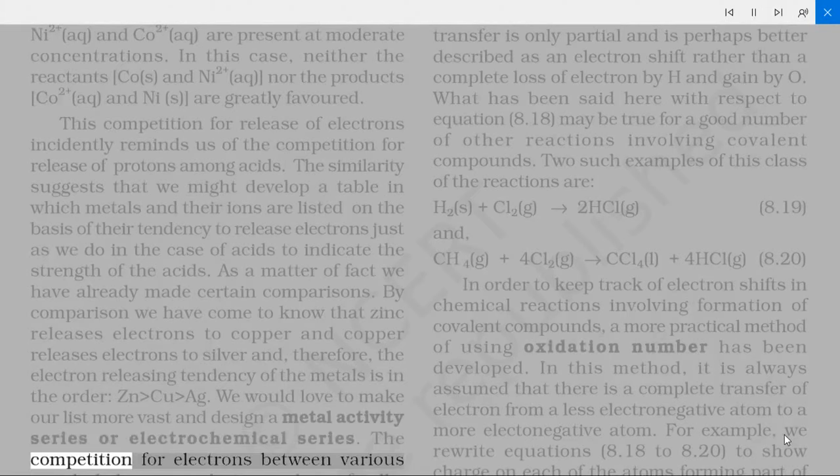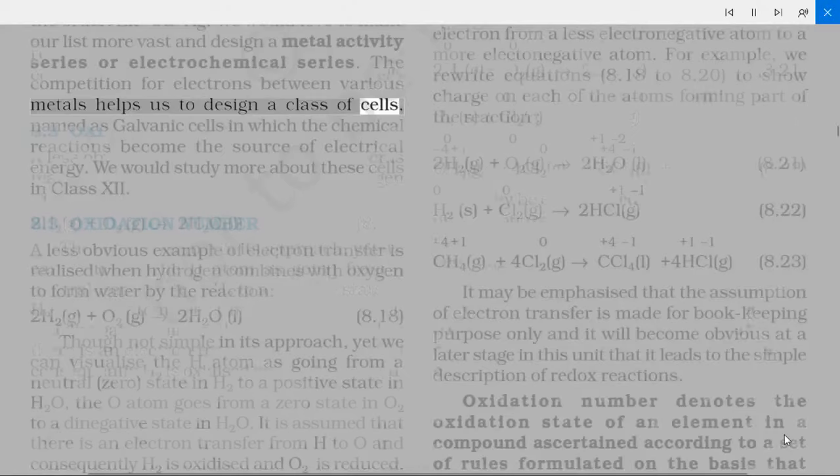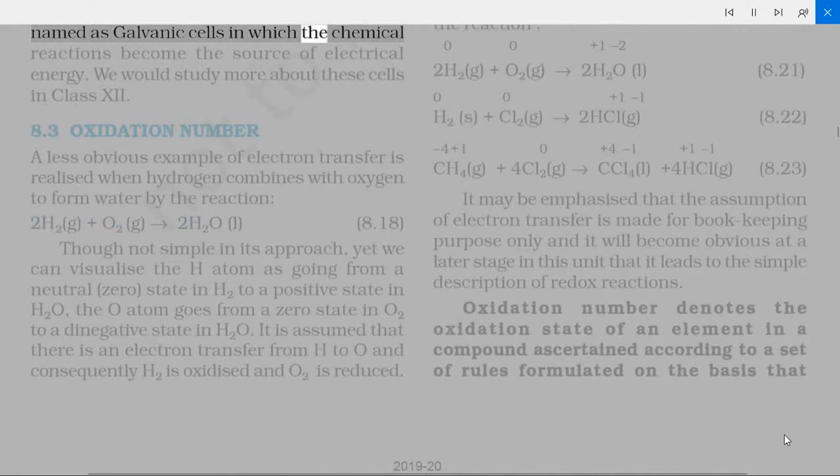The competition for electrons between various metals helps us to design a class of cells, named as galvanic cells, in which the chemical reactions become the source of electrical energy. We would study more about these cells in class 12.